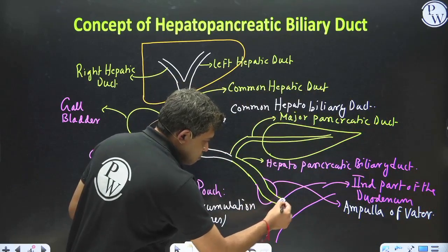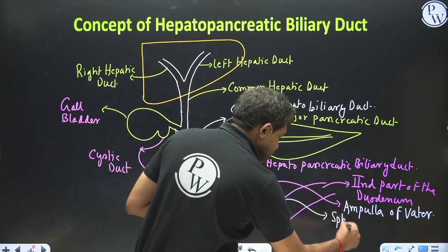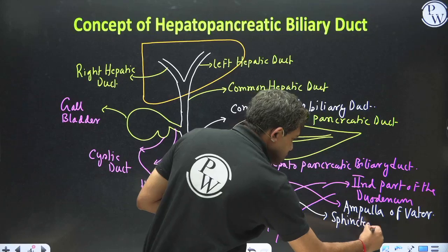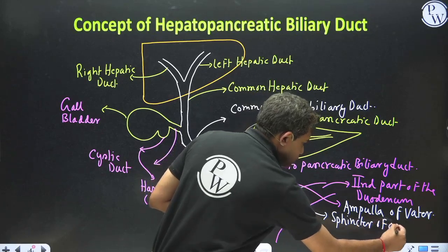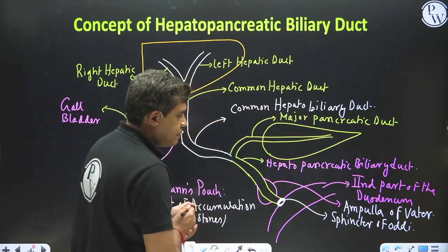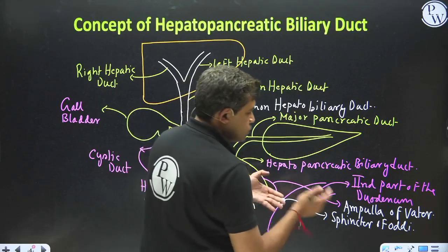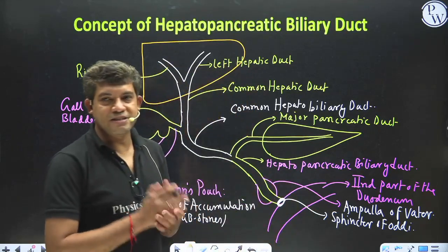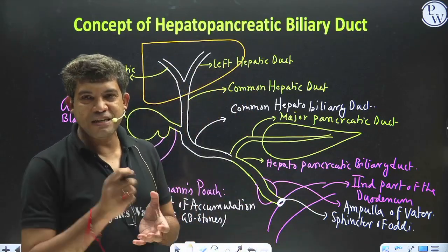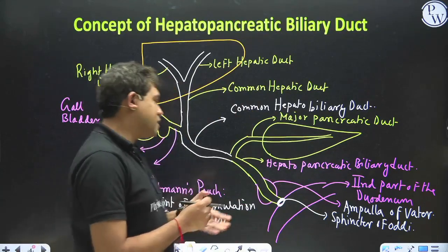Okay, there is a sphincter, termed the sphincter of Oddi. These are found after the ampulla ends at the duodenum. The sphincter controls the biliary flow and the pancreatic juice flow into the second part of the duodenum.